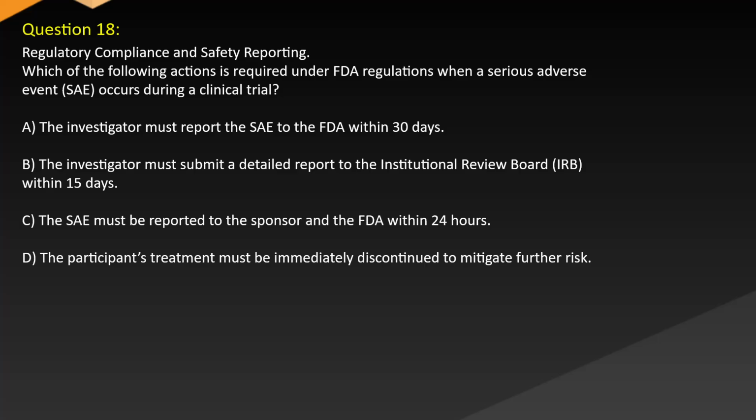Question 18. Regulatory compliance and safety reporting. Which of the following actions is required under FDA regulations when a serious adverse event, SAE, occurs during a clinical trial? A. The investigator must report the AE to the FDA within 30 days. B. The investigator must submit a detailed report to the Institutional Review Board (IRB) within 15 days. C. The AE must be reported to the sponsor and the FDA within 24 hours. D. The participant's treatment must be immediately discontinued to mitigate further risk.